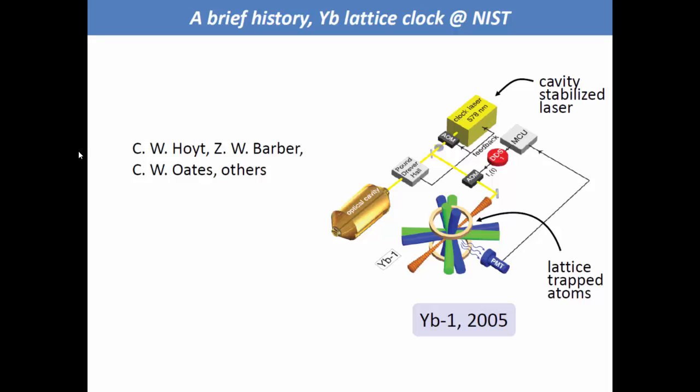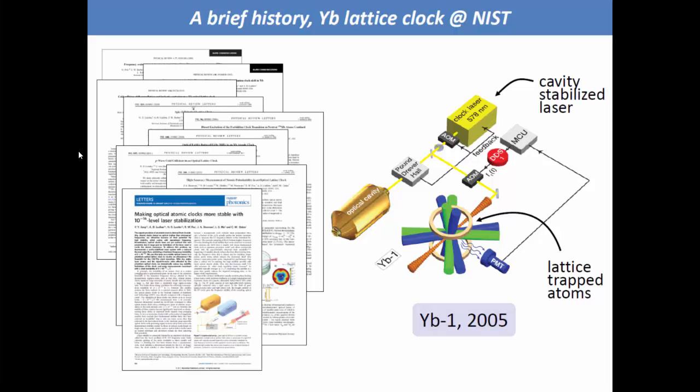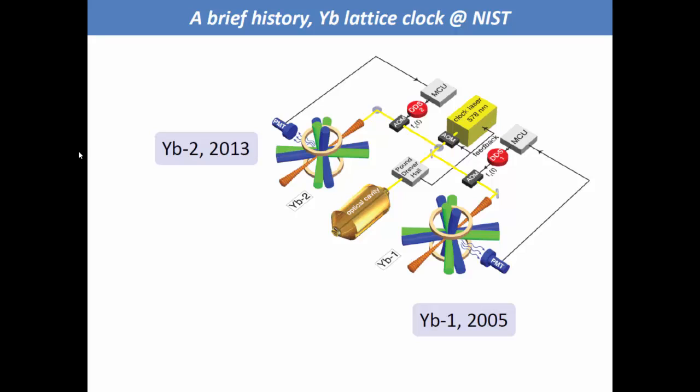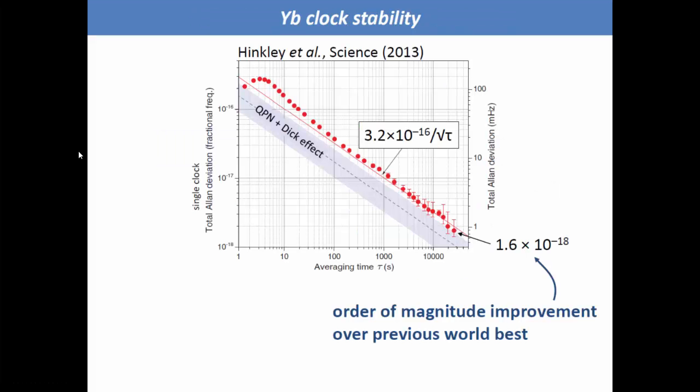It all started over a decade ago when Chad Hoyt, Zeb Barber, Chris Oates, and others built up the very first ytterbium lattice clock, with key components being the lattice-trapped atoms, of course, and then the cavity-stabilized laser that talks to those atoms. Now, shortly after it became operational, it made several important contributions to the field of lattice clocks. But as this clock improved over that time, it really became essential to have a second clock to really assess the performance. So a few years ago, our group completed construction of YB2, our second ytterbium lattice clock.